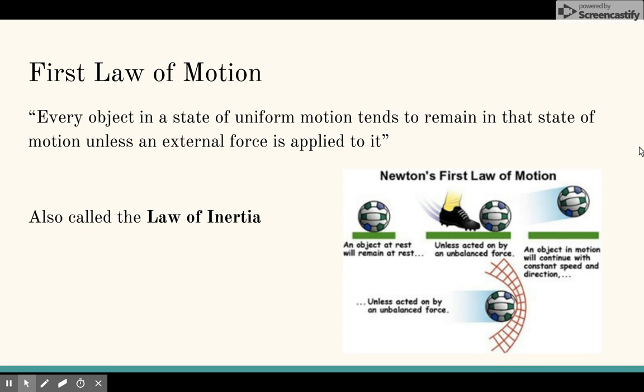And in this case, the external force is someone's foot. So as the foot hits, the ball moves, and therefore the ball was going to stay in its uniform state of rest, but it was acted upon by an outside force, so its state changed.